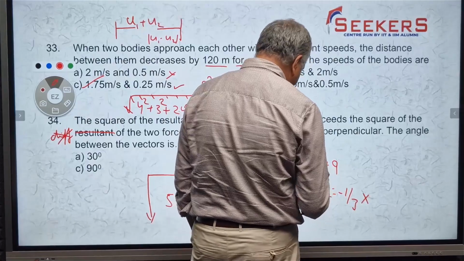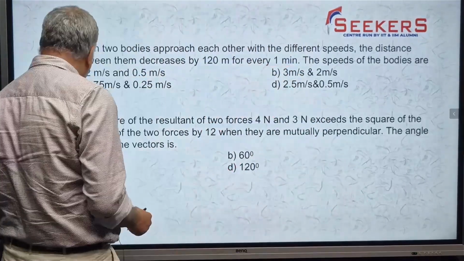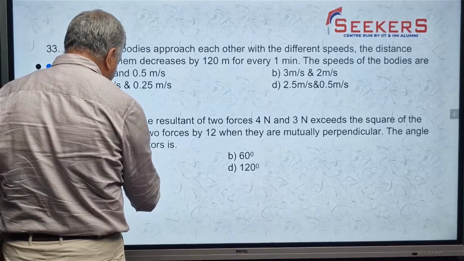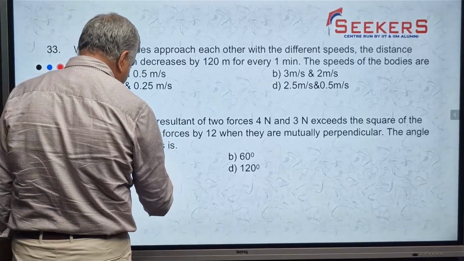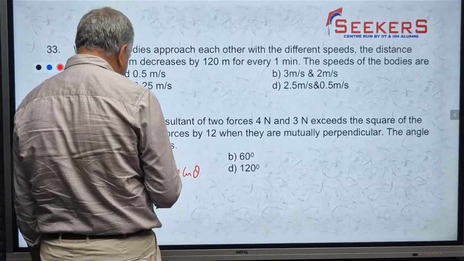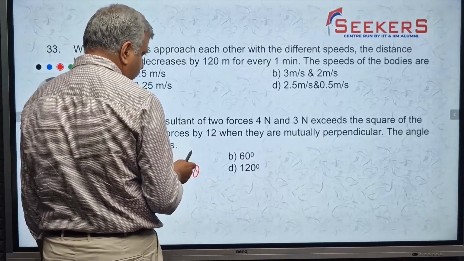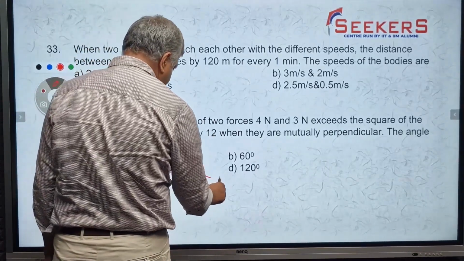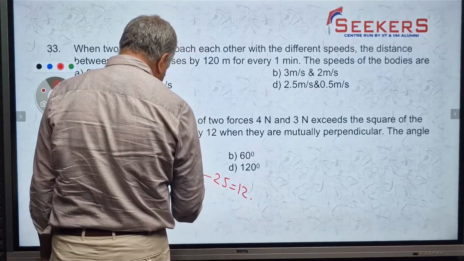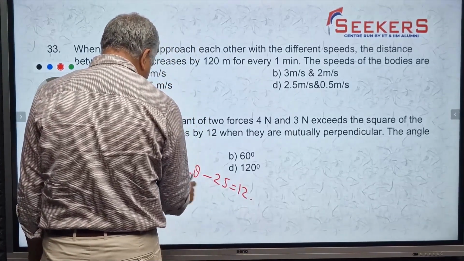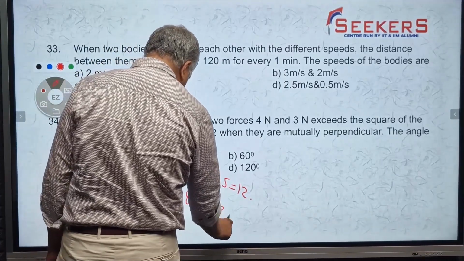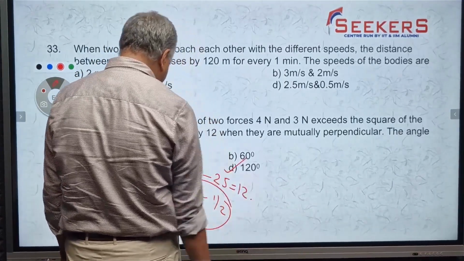So let us see again. So I'll just do it again. Yeah, so let's look at question number 34. So 4 square plus 3 square plus 24 times cos theta exceeds the square of the resultant of the two forces by 12 when they are mutually perpendicular. So 4 square plus 3 square plus 24 cos theta minus 25 is equal to 12. So this goes that side. So this is 25. So this gets cancelled. So cos theta is equal to minus 1 by 2, and from there you will get the angle.